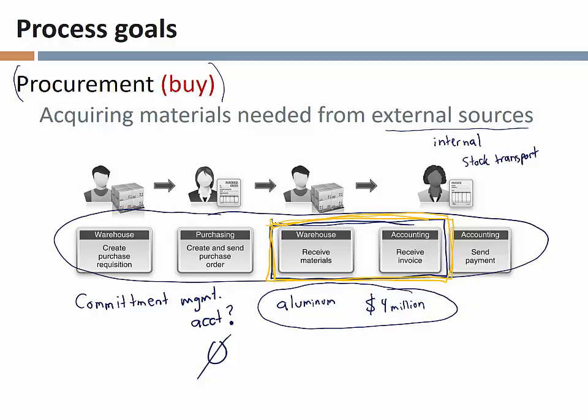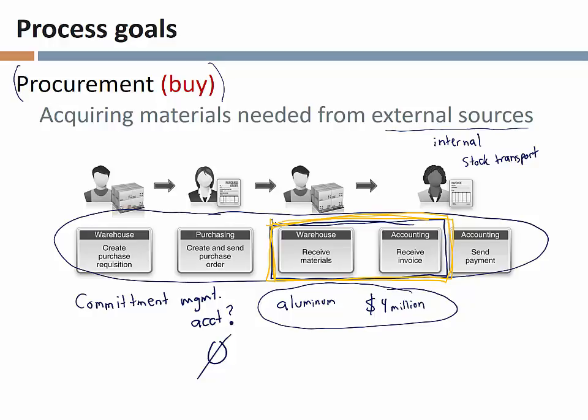Now, what's not going to happen is I'm not going to receive the materials before I create and send the purchase order, because then that would just be a gift, because I haven't obligated myself to actually pay for it because I haven't sent the purchase order. So we can feel pretty confident that the create purchase requisition and the create purchase order are going to happen in that order. But the last three steps in this process, we might receive the invoice and pay for it before the materials even show up.